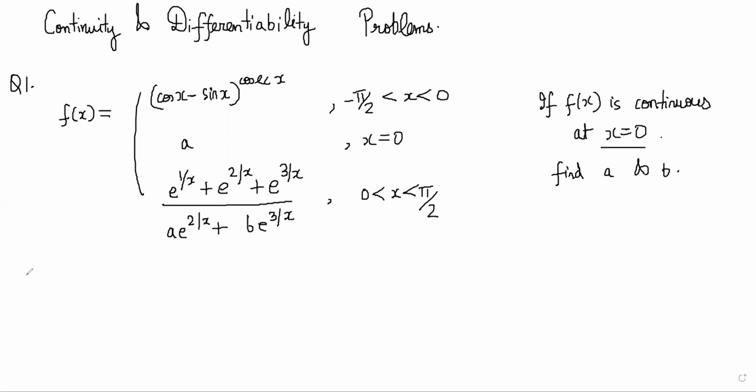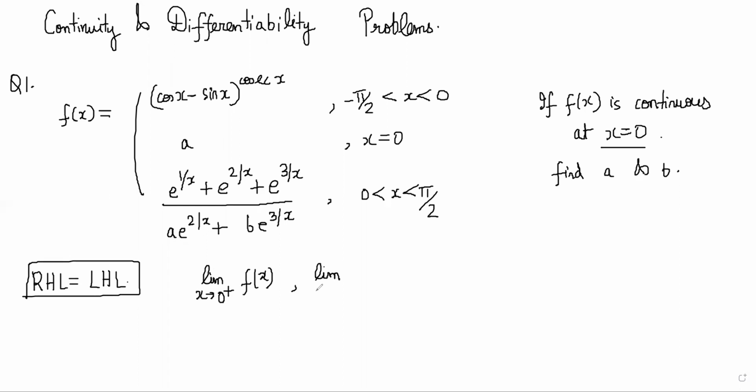So basically, we know that if a function is continuous, your RHL should be equal to your LHL, right? So try to find the limit of x tends to 0 plus f(x) and the limit of x tends to 0 minus. That should be equal to f of 0, which is a, both of them.